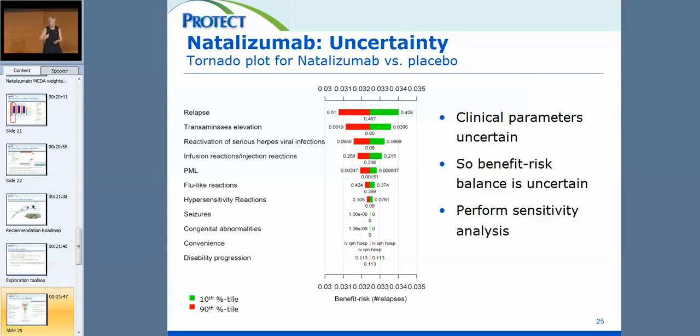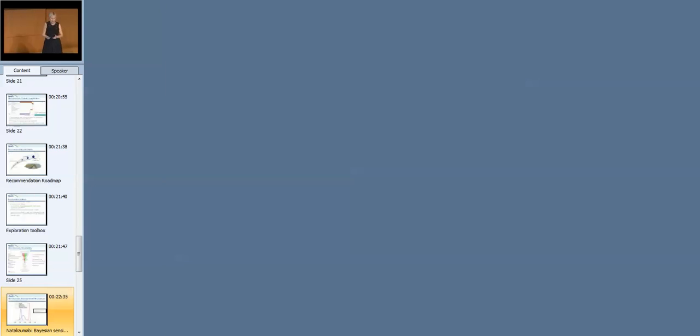And you can do these to look at differences in the weights or differences in the utilities, because what you want to know is what's driving your inflammation, and that may feed into your risk management plan. Maybe it's transaminase elevation that you actually need to keep the most careful eye on, because that's the one that you've got least information about.